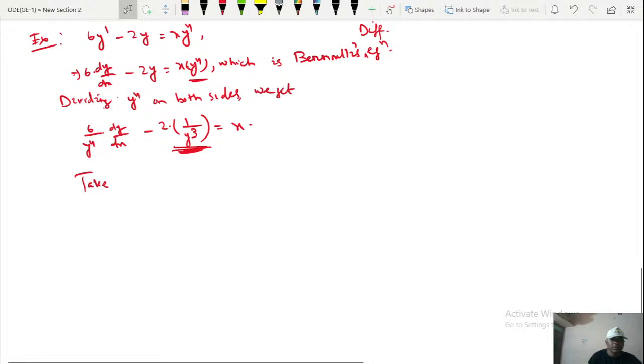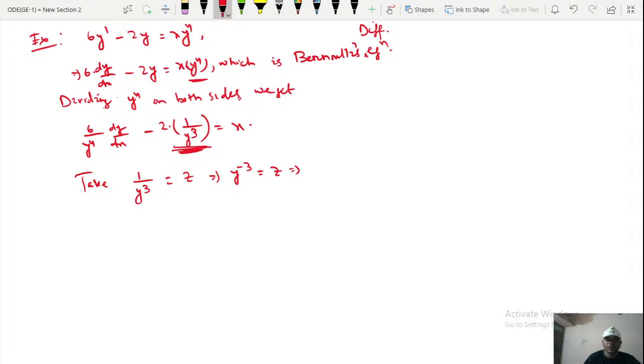I can take 1 by y cube, this thing, equal to z. That means y to the power minus 3 equals z. Now taking the derivative of both sides with respect to x, this will be minus 3 into y to the power minus 4 into dy by dx, which is your dz by dx. Then y to the power minus 4 into dy by dx is your minus 1 by 3 into dz by dx.